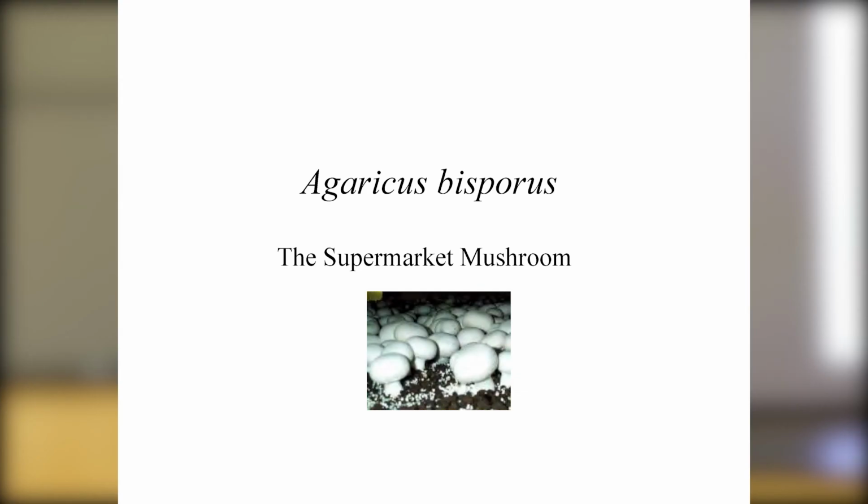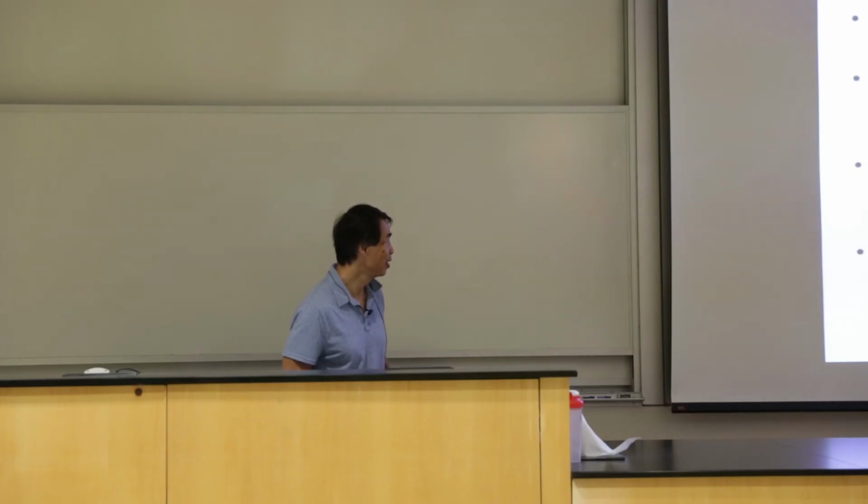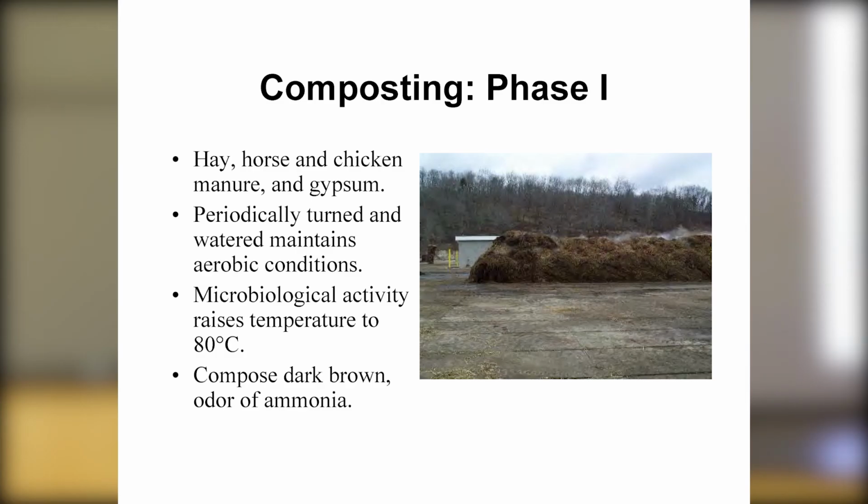Okay, so the example we're going to use for the compost is Agaricus bisporus, the supermarket mushroom. What you need to start off from raw materials is hay, lots and lots of hay. You need horse manure, and usually chicken manure as well. I don't know why that is as important, but I usually have seen mostly horse manure. And gypsum is also something that's important, although I'm not sure why, because that's included in the recipe.